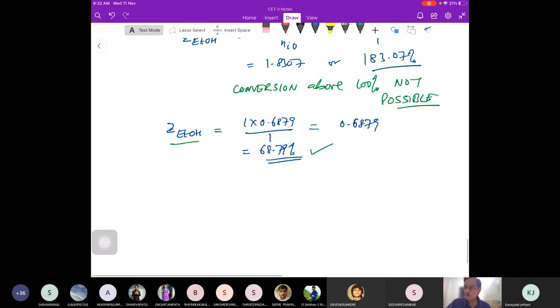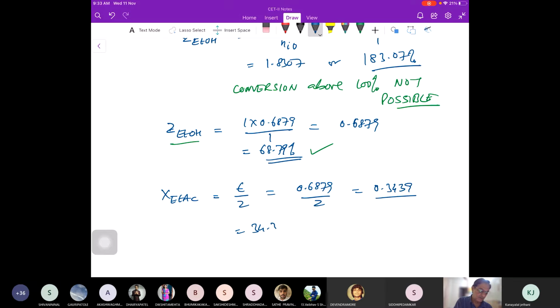Okay. So what we need to find ultimately is the mole fraction of ethyl acetate, right? So what we need is essentially x of ethyl acetate, which is nothing but epsilon upon 2. Right, so it is 34.39%.